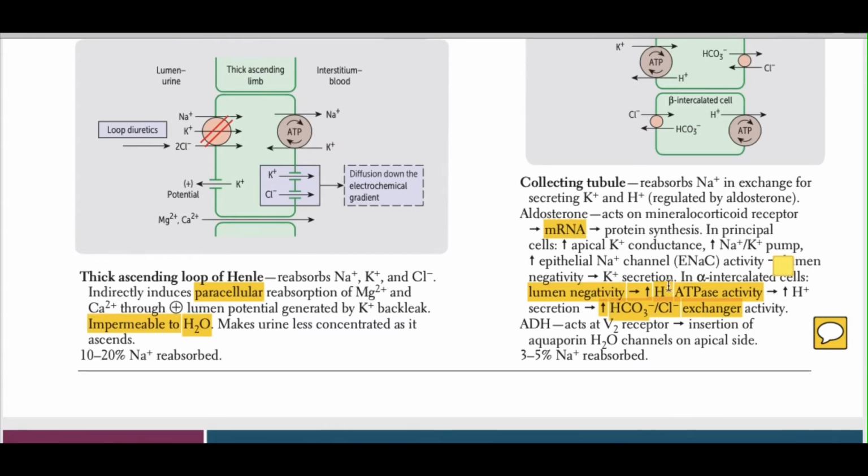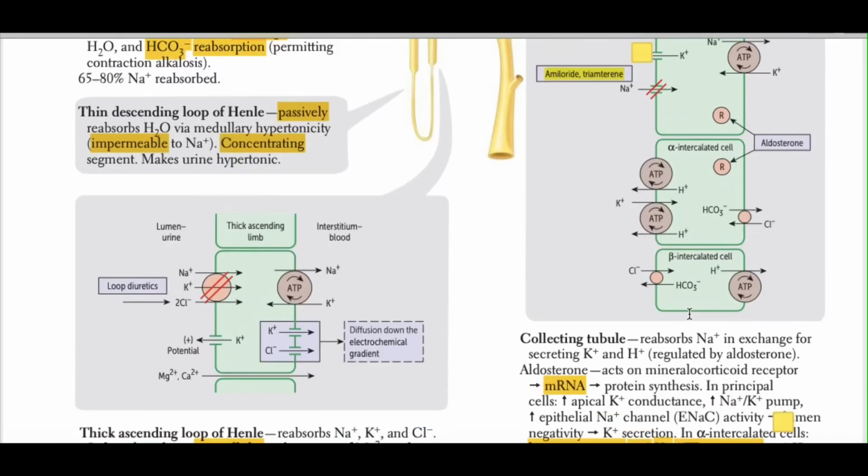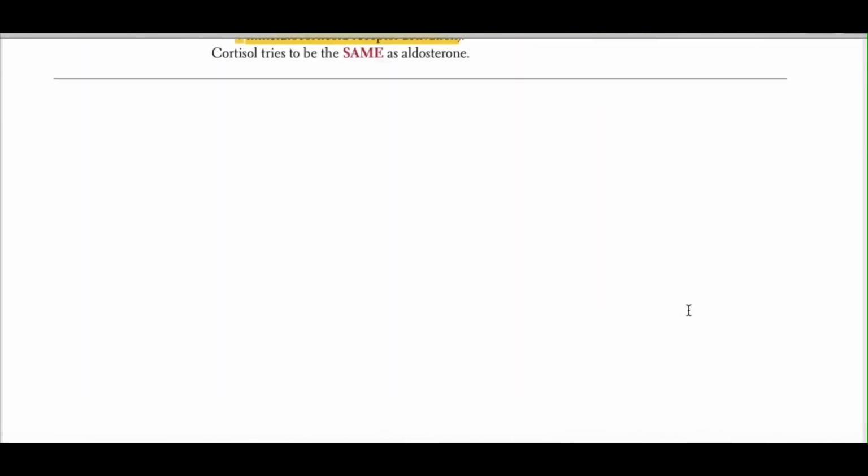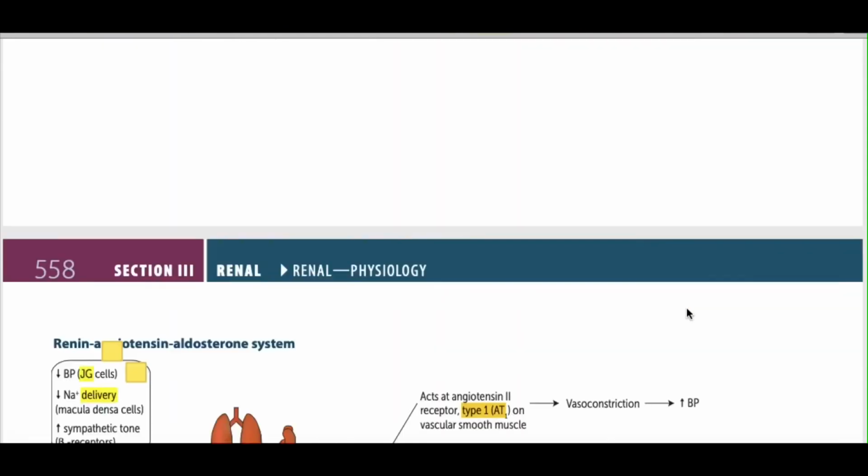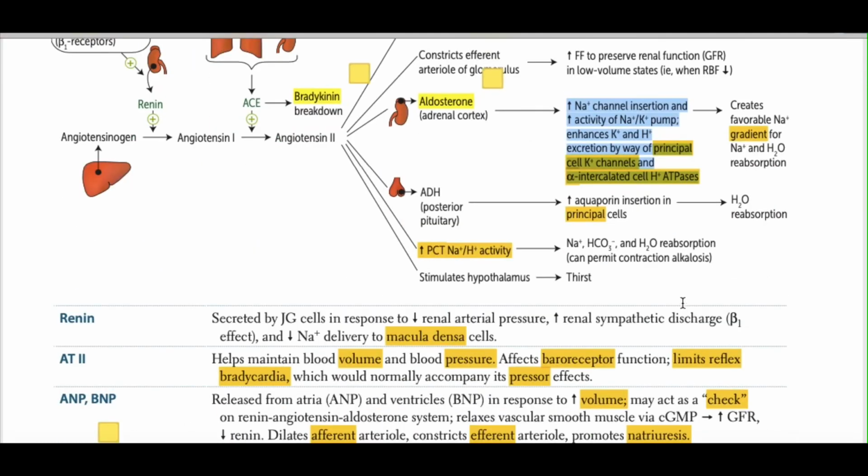So in alpha intercalated cells, due to lumen negativity, there will be increased hydrogen ion ATPase activity that results in increased hydrogen secretion that will lead to increased bicarbonate ion and chloride ion exchanger activity. So let's get back to our topic. So this is how aldosterone works to increase blood pressure.